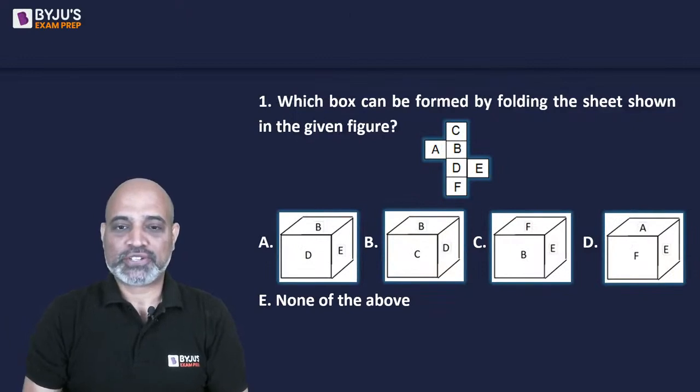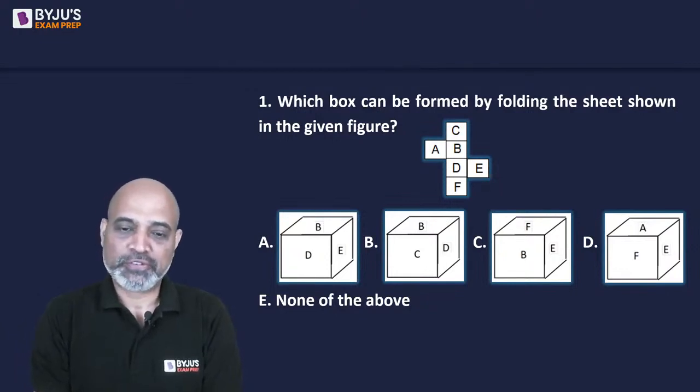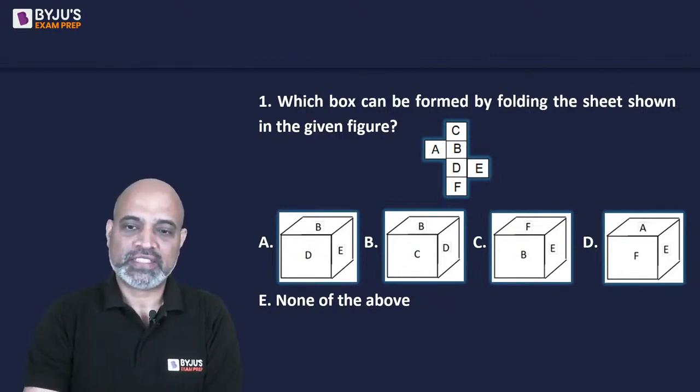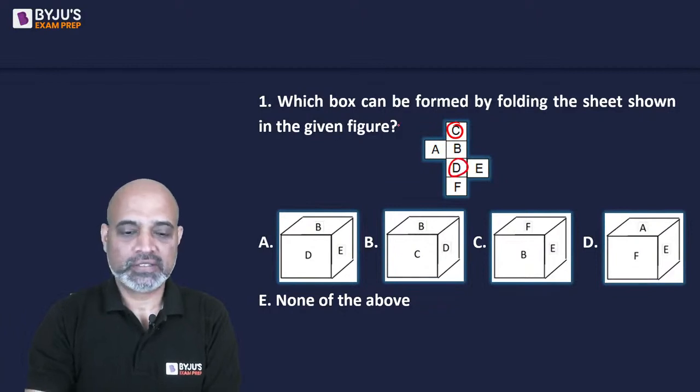So, this is the first question. Which box can be formed by folding the sheet in the given figure? So we have done questions on dice before. So which one do you think will be formed? We have the backbone, C, B, D, F, and A and E are the flaps. If you remember, the alternate ones are the opposite pairs, right?